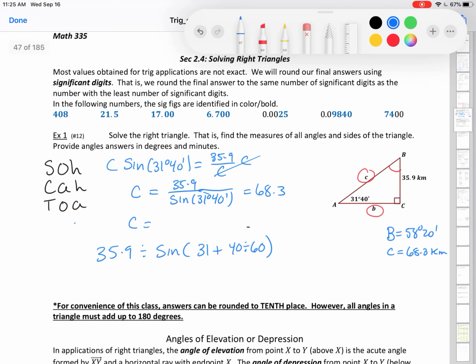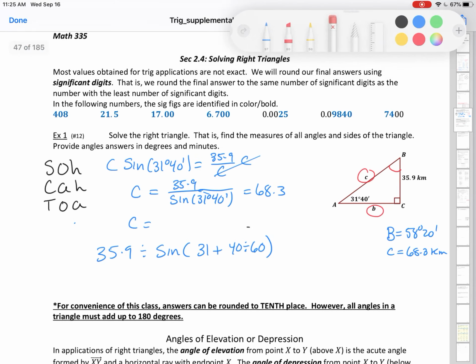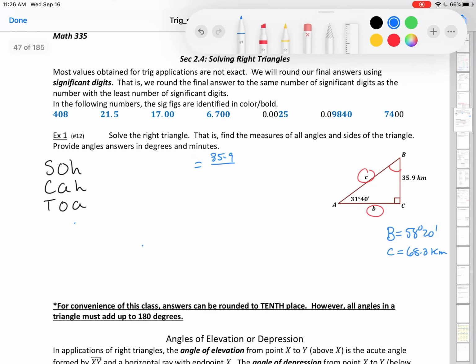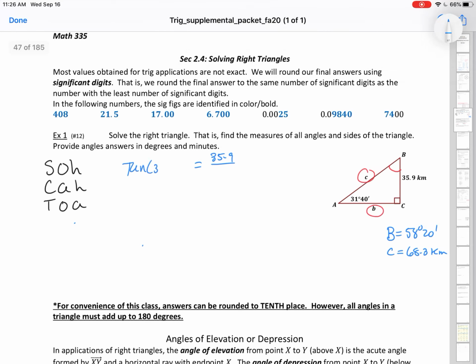Awesome. Now, remember my goal. My goal is to use numbers that were already given to me. So I'm going to stick with the 31 degrees 40 minutes, and now I got to go get b. Well, if I'm going to get b, a relationship that has the 35.9 and the b would be tangent. So let me look at the tangent of 31 degrees 40 minutes. That's going to be opposite 35.9 over adjacent b. So again, what's b going to be equal to? It's going to be equal to the 35.9 divided by the tangent of 31 degrees 40 minutes.